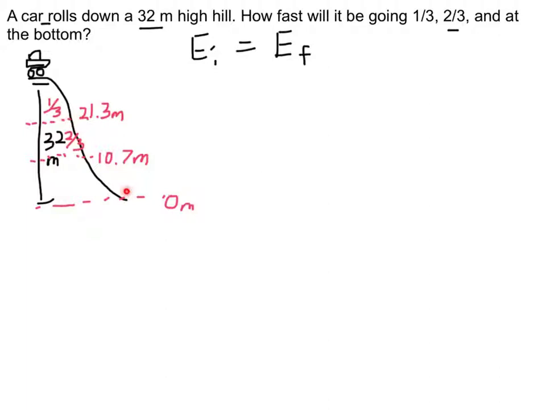I'm going to solve first for how fast it's going to be going 1/3 of the way down. So energy initial equals energy final. At the very beginning, at the top of the hill, the only thing we have is potential energy. So I'm just going to write the potential energy equation: m g h_i equals. Now, 1/3 of the way down, I have two types of energy. The car has picked up speed, so now I have some kinetic energy, 1/2 m v_f squared, but I'm not all the way down at what I choose my 0 point to be.